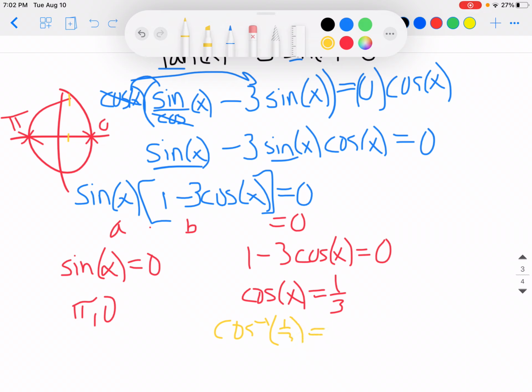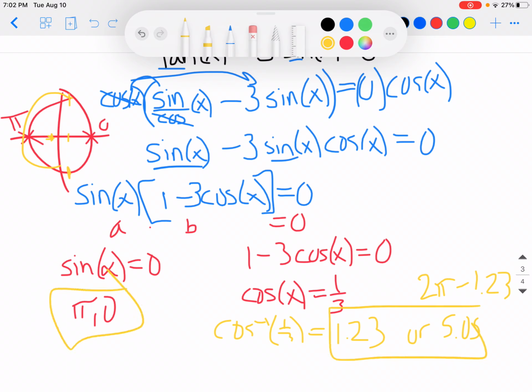And so one second here, calculator, make sure your calculator is in radians. 1 divided by 3, and that gives me about 1.23 for my first one. And then to find the second one, because I want to know where this is, I'm going to go 2 pi minus my 1.23. So 2 pi minus my answer, and that gives me 5.05. Oh, actually, I want it here. I want positive 1/3. So yeah, all the way around there. All right, so there are our 4 solutions to the equation.